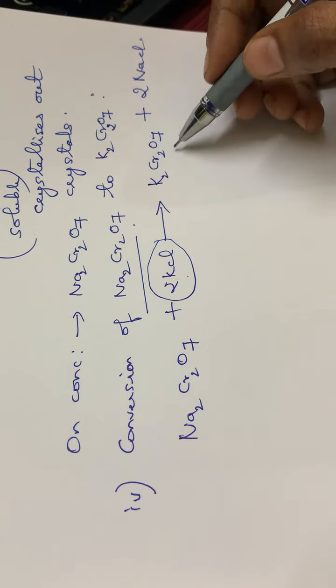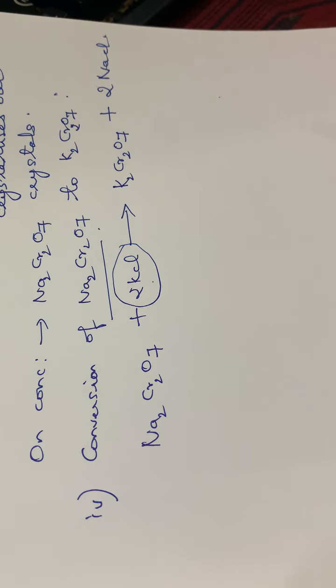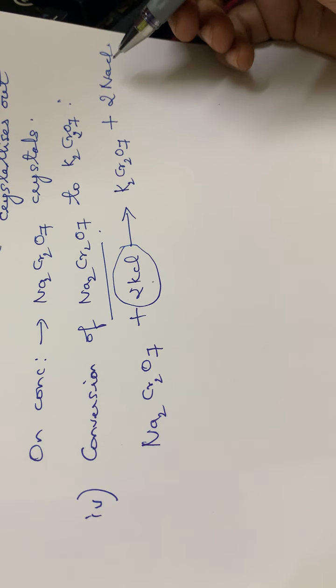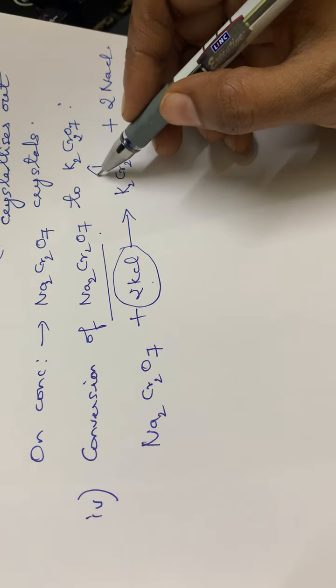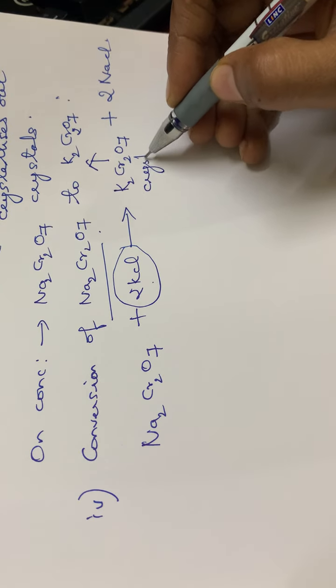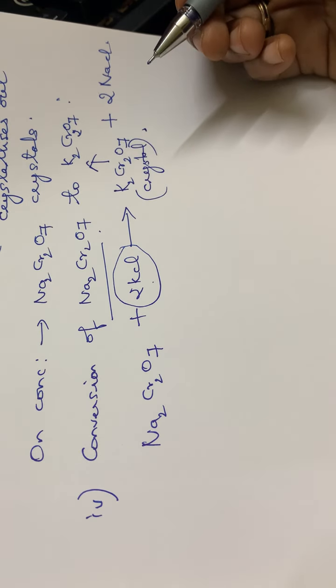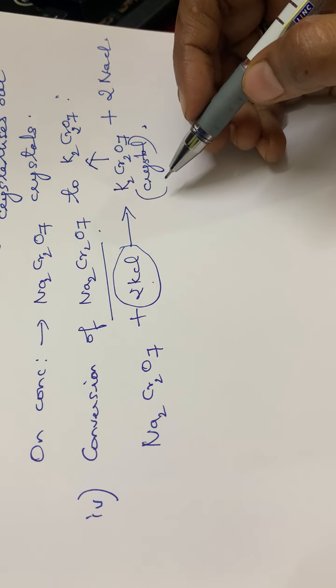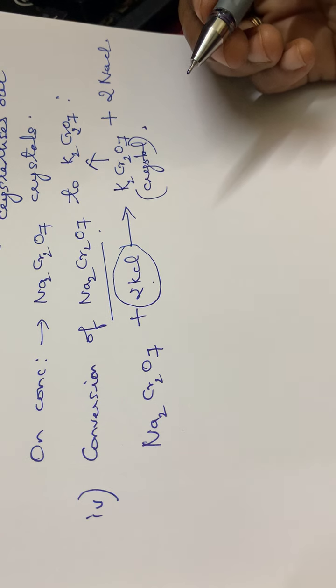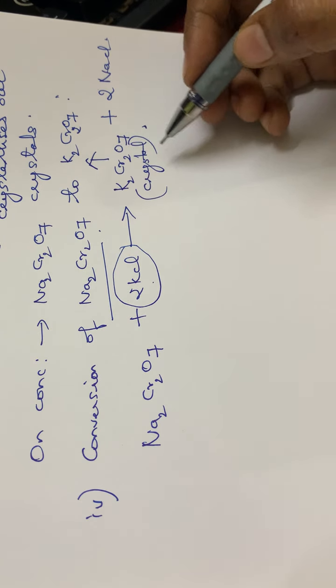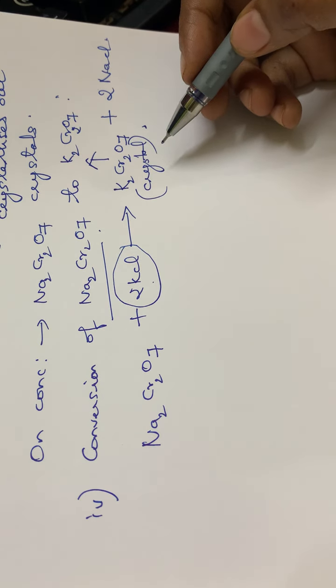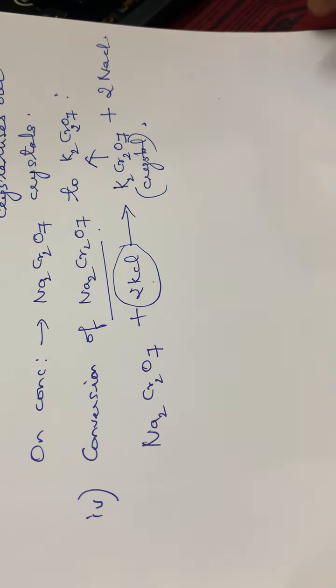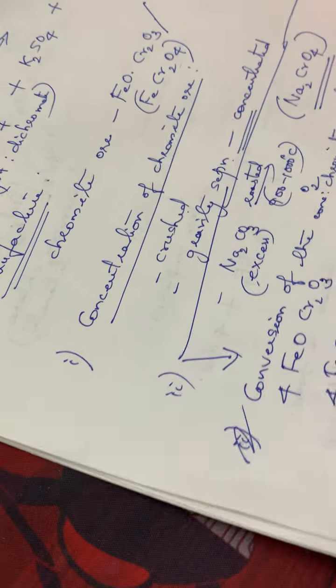So sodium dichromate is converted to potassium dichromate, and sodium chloride is less soluble in hot solution, while potassium dichromate is highly soluble in the hot solution. On cooling, potassium dichromate will crystallize out. So this is the method of manufacture of potassium dichromate.